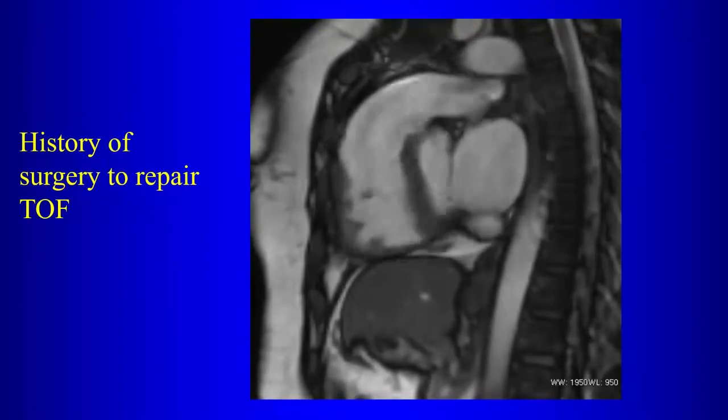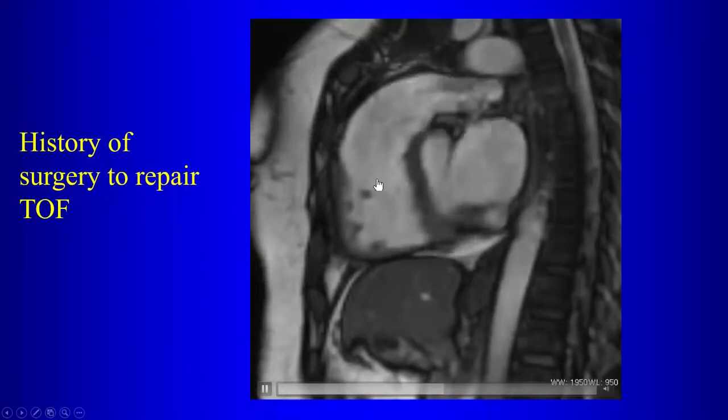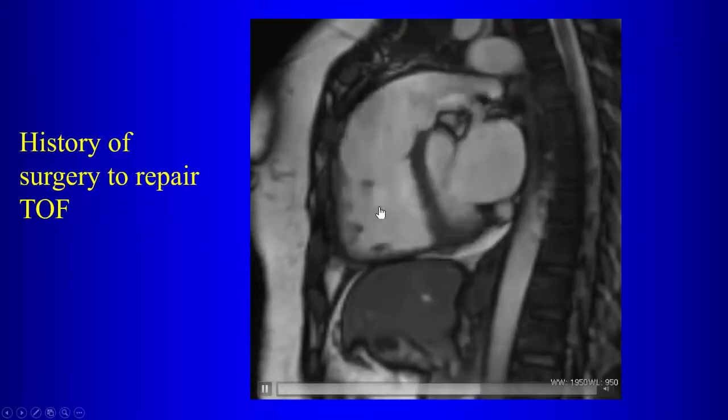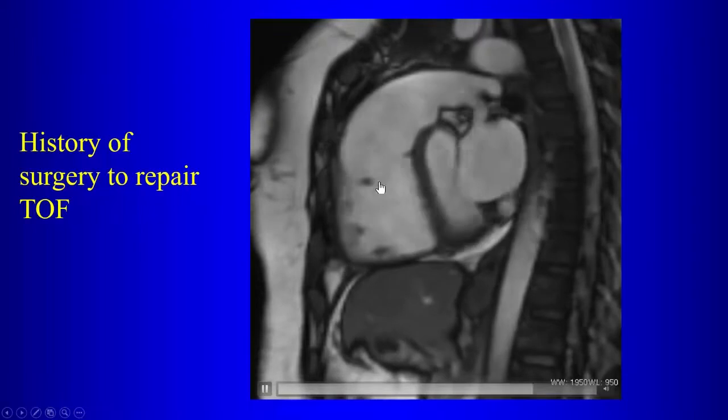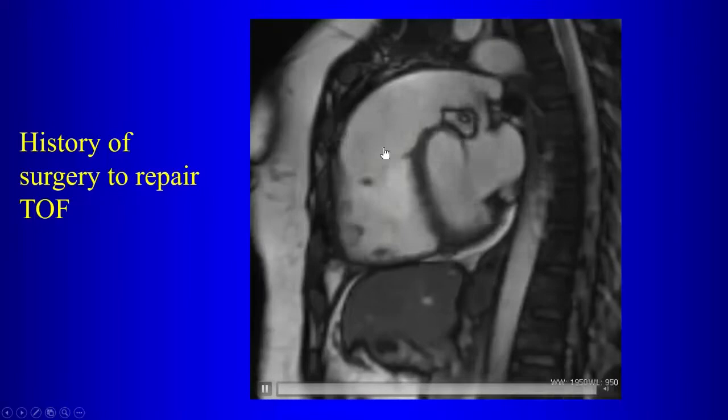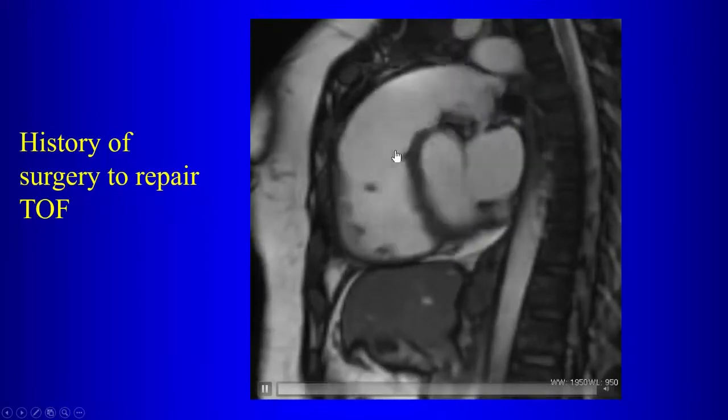Now, this is a patient who had a history of repair of tetralogy of Fallot. One of the problems here is that often the pulmonic valve is dysplastic and does not function well even after surgery. And so these patients tend to develop pulmonic valve regurgitation. You can see this patient has a dilated right ventricle. Even the main pulmonary artery here is dilated.